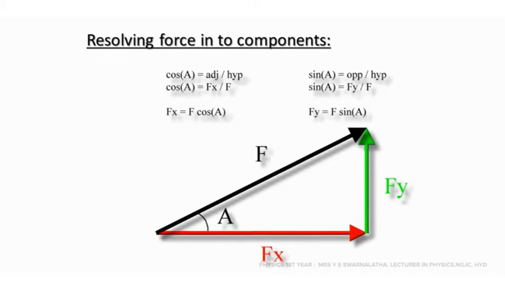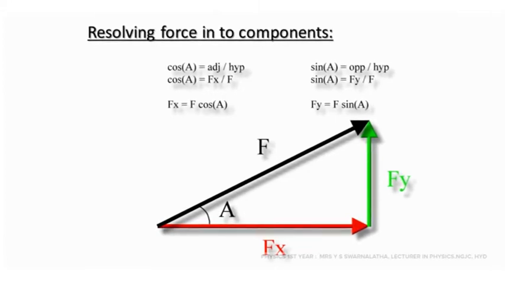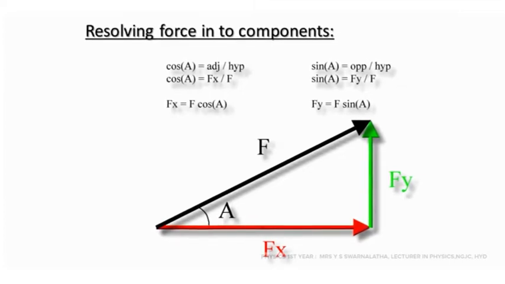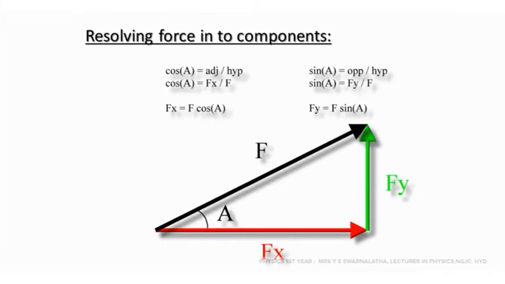Let us see how to resolve a vector into two components. So we'll think that fx is horizontal component and fy is vertical component. And here angle is capital A. According to trigonometry, in a right angle triangle, cos theta will be adjacent side to theta by hypotenuse side. And sin theta will be opposite side to theta by hypotenuse. What is cos A? According to trigonometry, cos theta is adjacent by hypotenuse, that is adjacent to angle A by hypotenuse.